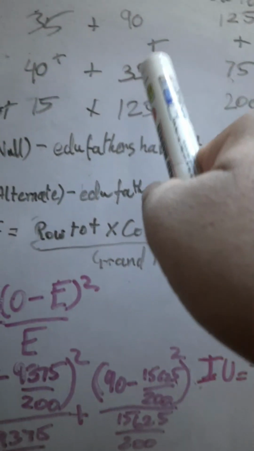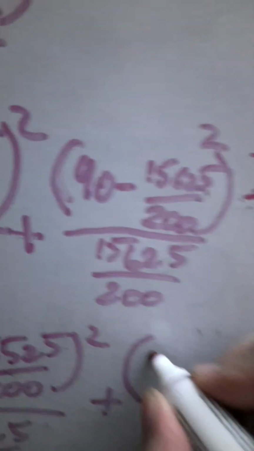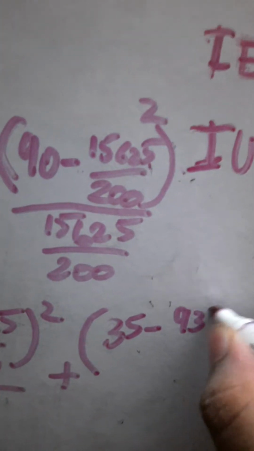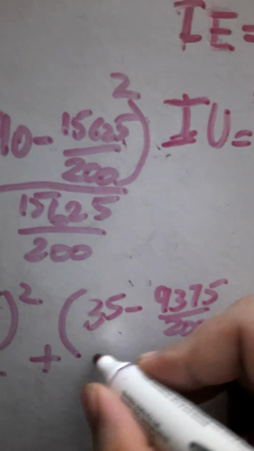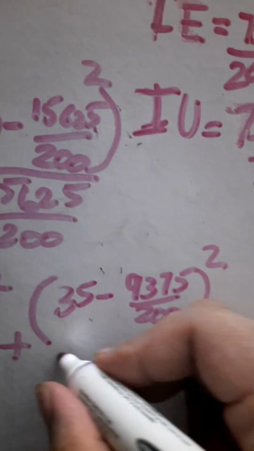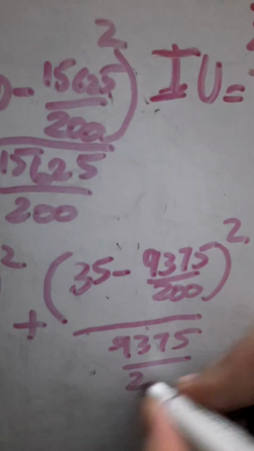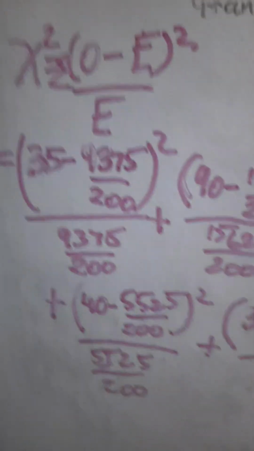here we go, this is 35. Observed frequency, and this is expected frequency, 9375 by 200. So 35 minus 9375 by 200, whole square, by 9375 by 200. And this is how we get the calculated chi-square.